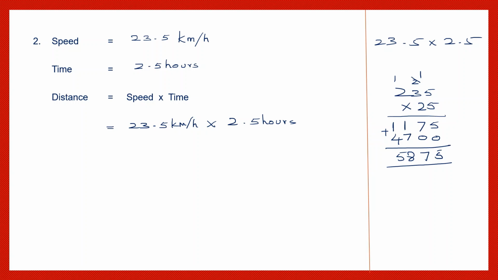5,875. But let's go back to the question. There's one decimal place here and one more decimal place here, so two decimal places. So our answer also should have two decimal places. Thus this now becomes 58.75. So 58.75 is the distance, so we write kilometers. The distance we have found out now to be 58.75 kilometers.